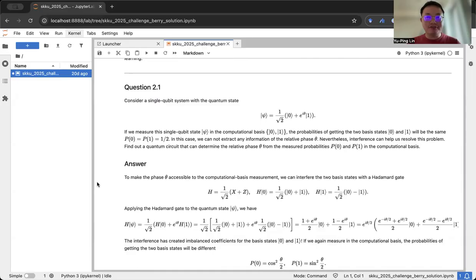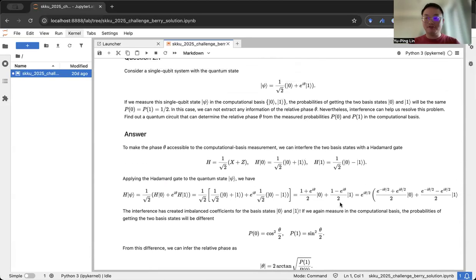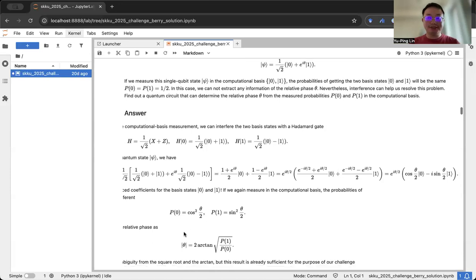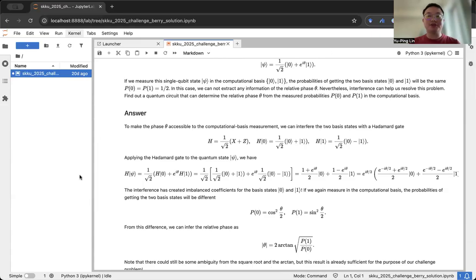So before we go into the Berry phase in question 2.1, we want to understand how we measure the relative phase of the component state through the interference. So we consider the single qubit state with 0 and 1, and we consider the relative phase between them. We want to use the interference to measure the relative phase. And the way to do this is to apply a Hadamard gate to the quantum state so that you mix the 0 and 1 states, and the complex phase is transformed into the component of the new 0 and 1 state. So that if we measure the quantum state from the probability of measuring 0 and 1, we can get the information about the relative phase. And this is the way how we measure the relative phase with the quantum circuit.